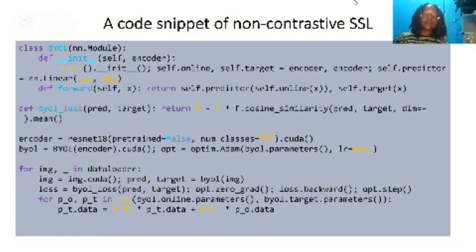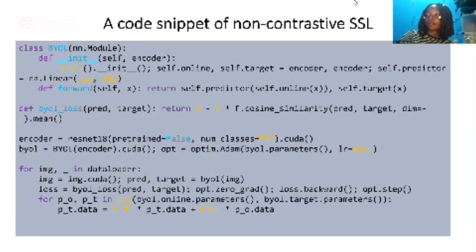This is the Python implementation of Bootstrap Your Own Latent (BYOL). It trains the encoder to learn useful representations without using negative pairs. We're going to start with the first line, which defines the BYOL module, the Bootstrap Your Own Latent module.